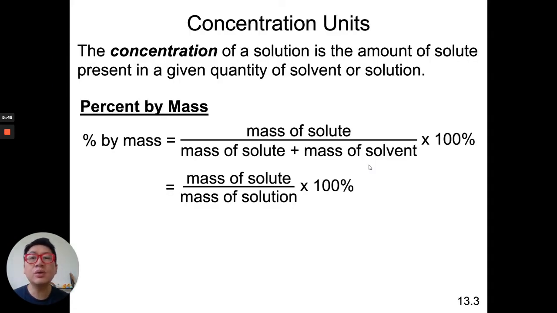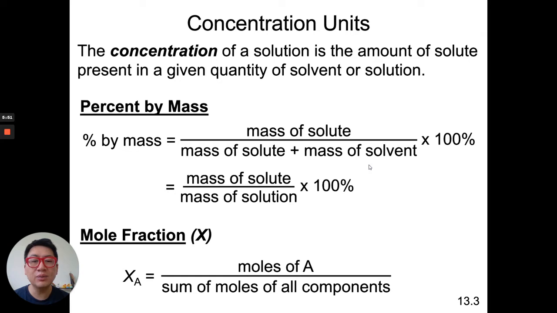That's not the only way we measure concentration. Another common one is called mole fraction. And what is that definition? Mole fraction, the symbol is X. I didn't make up the symbol, but the symbol is X. Mole fraction X is equal to the moles of A.